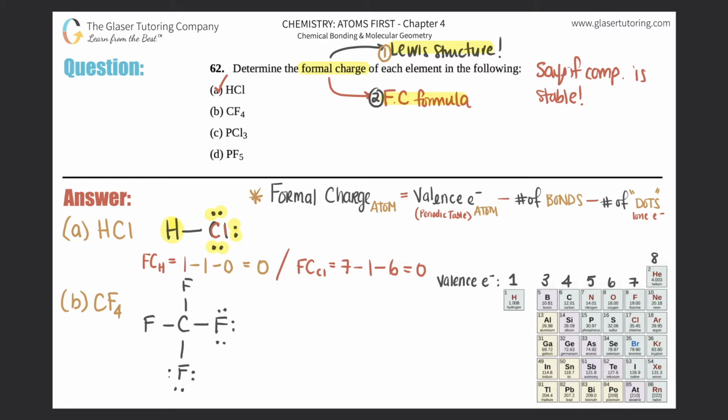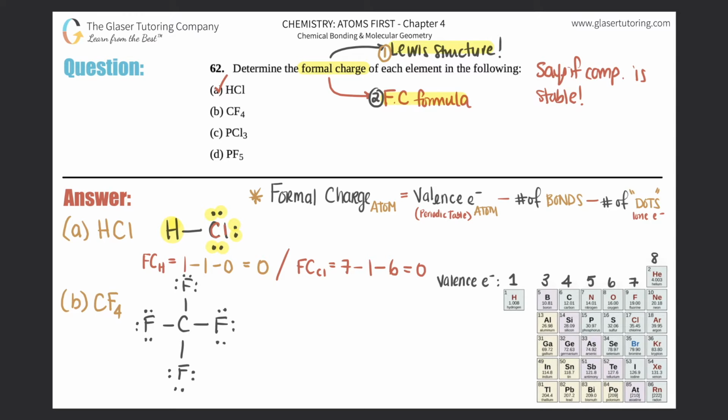Now, if you've noticed, all the fluorines look identical. Each fluorine has only the 1 bond and the 6 lone electrons. So if you do the formal charge for one fluorine, you will know the formal charge for every fluorine because they look exactly the same. If you can spot out atoms that look exactly the same in a compound, the formal charge will be exactly the same for all those atoms.